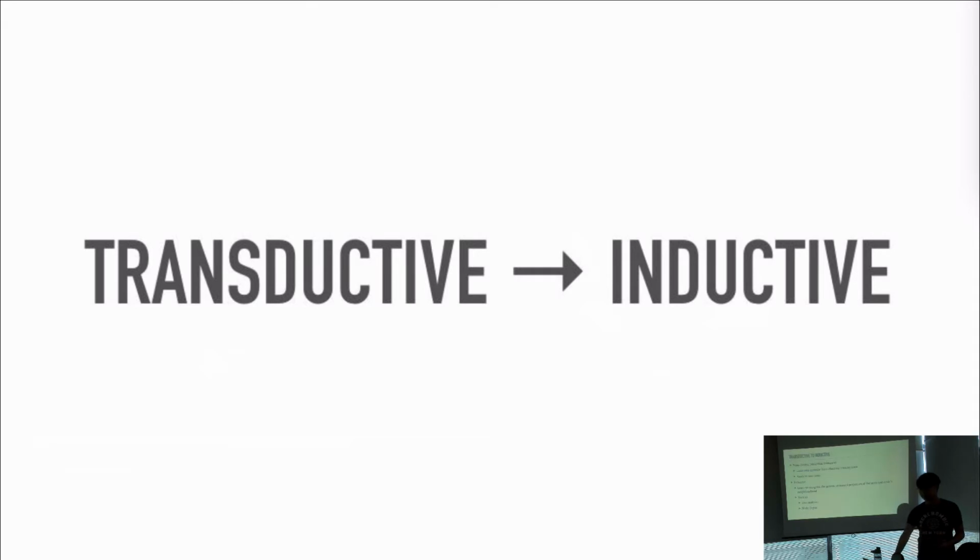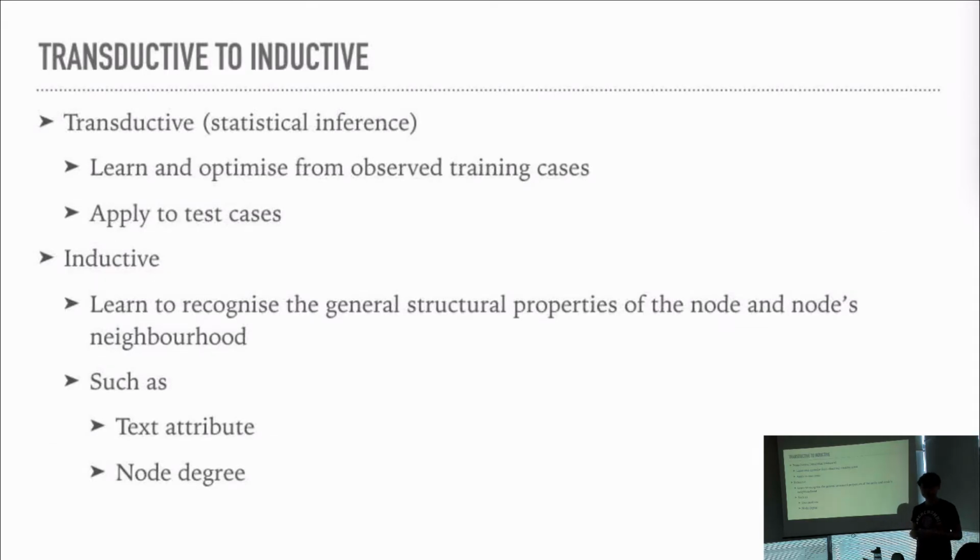So what do I mean by transductive and inductive? Transductive is basically statistical inference, like most machine learning tasks. Basically, you have an observed set of data with labels, and you use it to train the model and apply it to test cases. That is transductive. What inductive is, is a general set of rules. So for graphs, there's a general set of rules for all graphs, which is that they have some degrees, and they have some information in the node itself. This is general to all graphs, and we can use that. So this is like text attributes and node degrees.